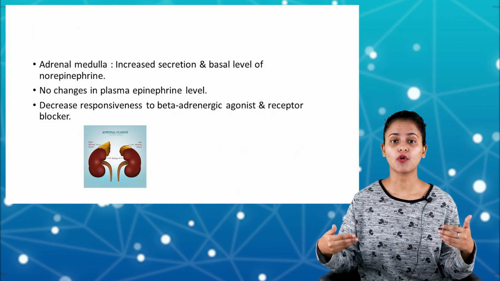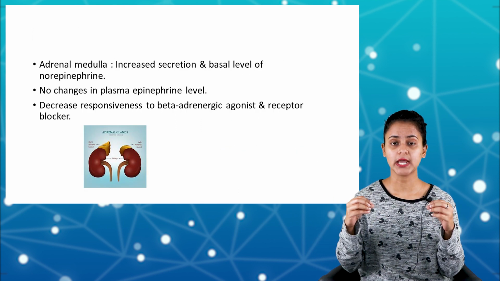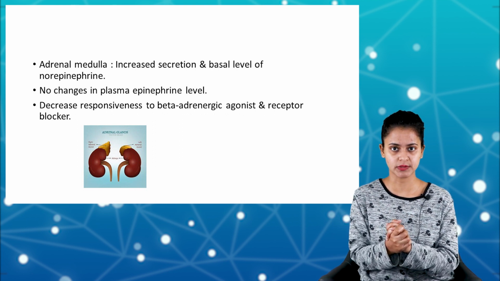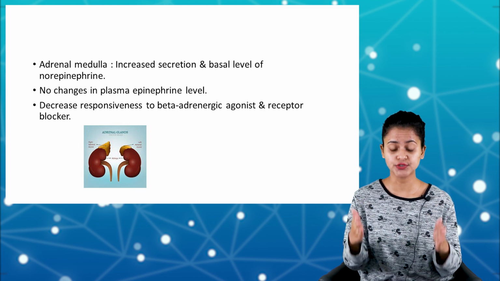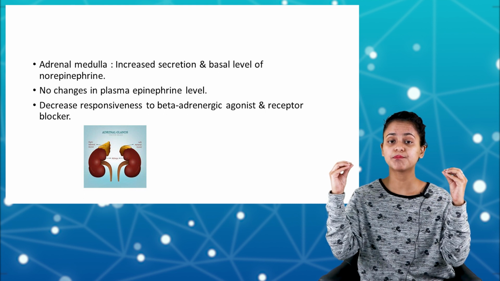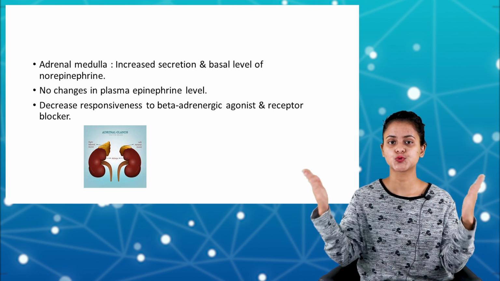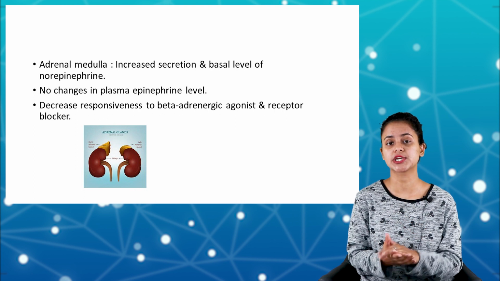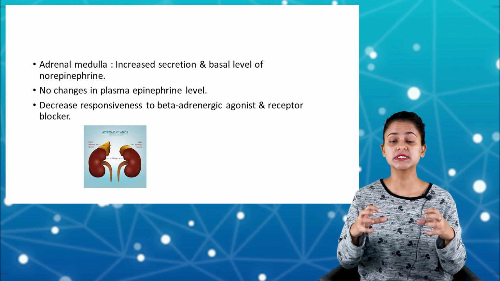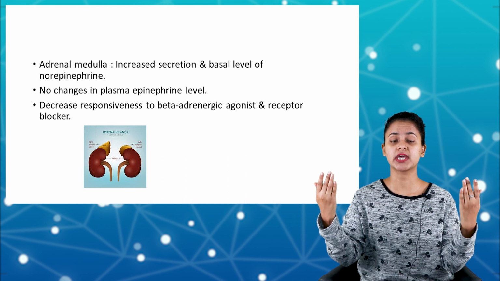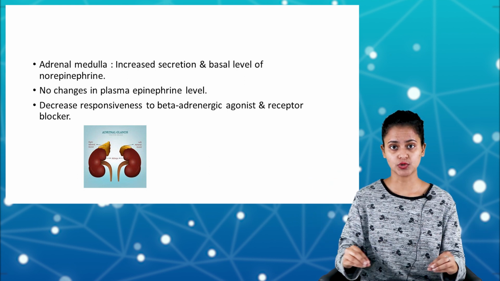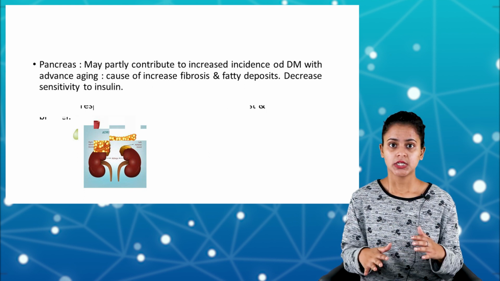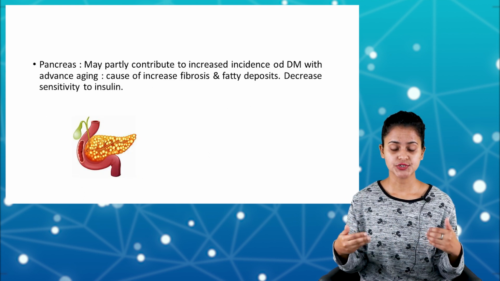In the adrenal medulla, we are often going to see the basal level of norepinephrine increased, as well as the secretion of norepinephrine increased from the adrenal medulla. No changes will be present for epinephrine in the body, or their basal level or plasma level will not be changed here. Decreased responsiveness towards beta adrenergic agonists and receptor blockers will be seen among the client with old age.